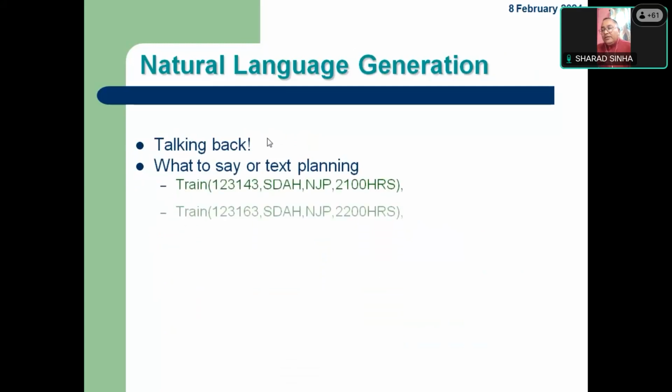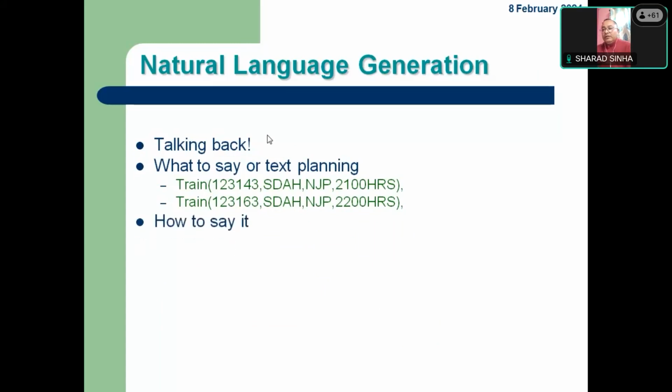So for example, we have these two records in a file. That is quite abstract, but still a little bit understandable that it is a record about a train numbered 123143, then SDAH, which people living in West Bengal can make out the meaning of. SDA, the code for Sialdah, and NGP. Then we have the times. And so how to say this? The language generation phase deals with this.